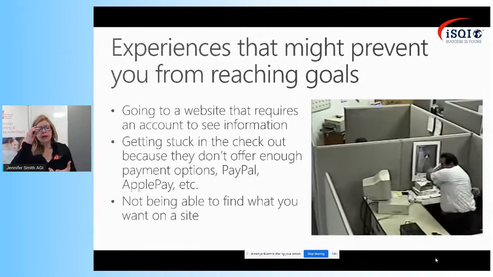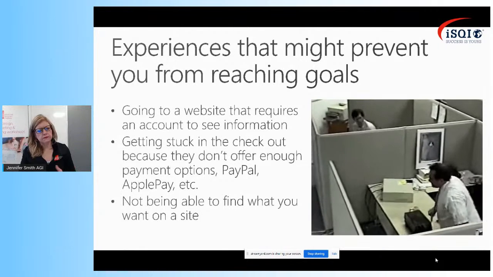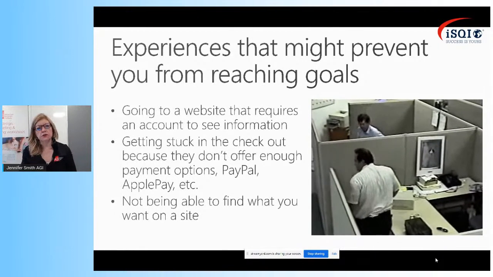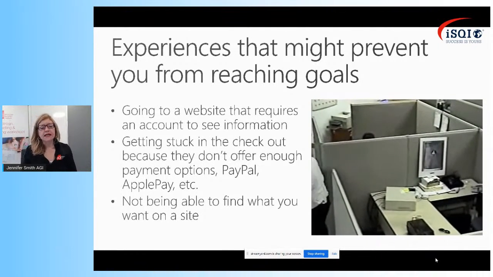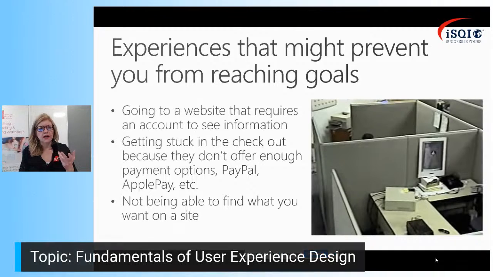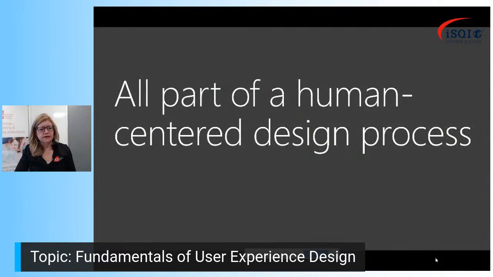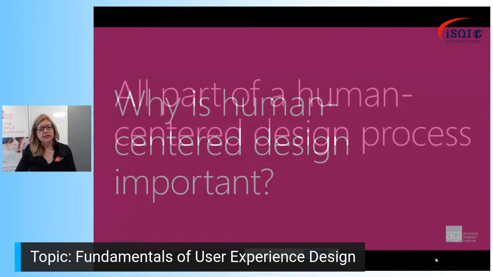Experiences that might prevent you from reaching goals: maybe going to a website that requires you to log in in order to see their products, getting stuck in checkout. Maybe they don't accept the payment type that you want. Like maybe I want to use Apple Pay or PayPal and it doesn't take it, so I don't buy the product. Not being able to find what I want on a site. Those are also experiences, maybe not necessarily good, but they're part of UX. So this is all part of what we call the human-centered design process.